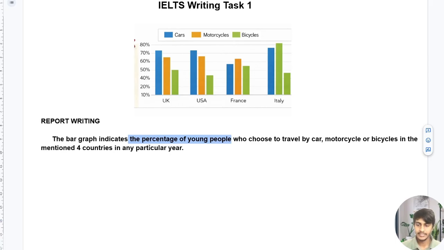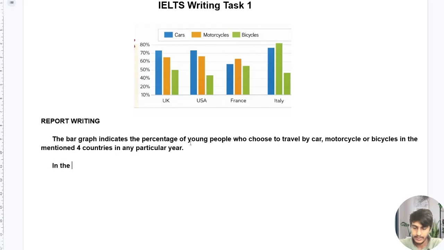No data like 60%, 40%, 10% is written here. This is exactly what I want. Very important point: no data like 60%, 40%, 10% is written in the introduction. You write only the introduction in this paragraph, not any other things. From the examiner's point of view, the introduction should be clear, safe and correct. So now we move to body paragraph 1.